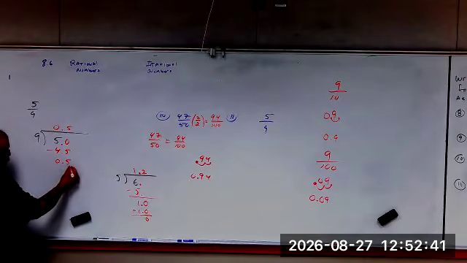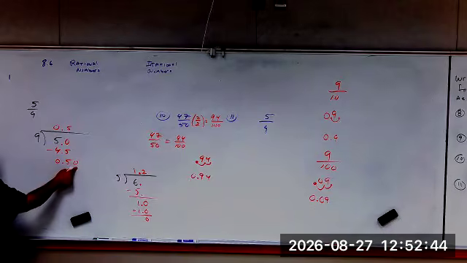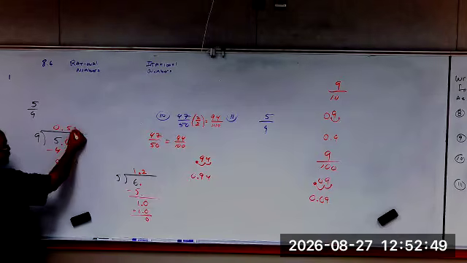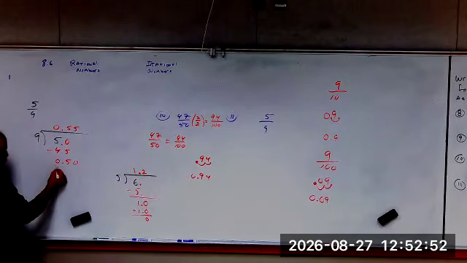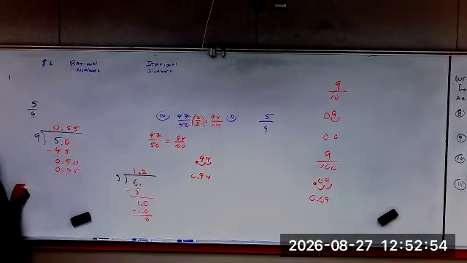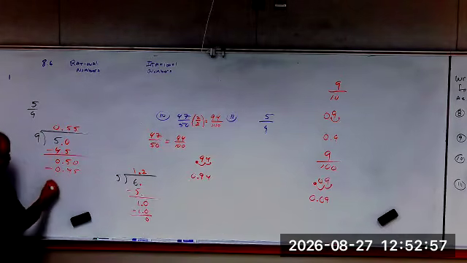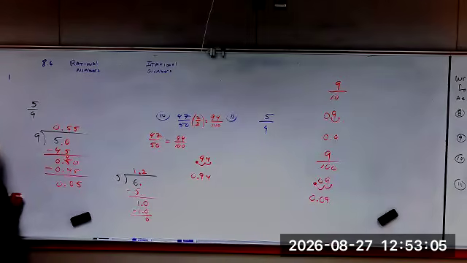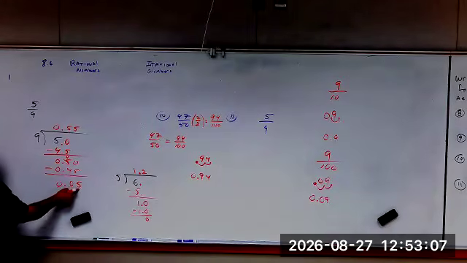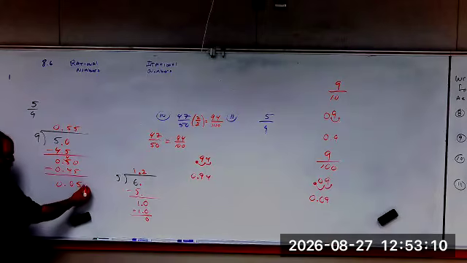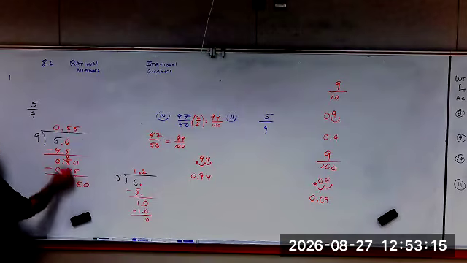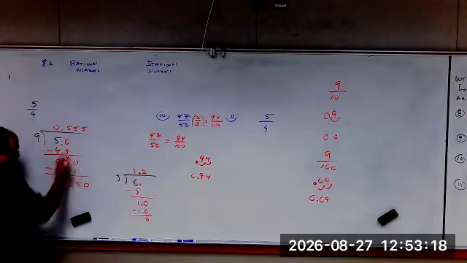9 can't go into 5, so we have to add a 0 in the hundredths place. Treat it like a 50. So in the hundredths place, 9 can go into that 50 5 times. So I get 45 again. And then we subtract. 50 minus 45 is 5. We have 0.05. So in the hundredths place, 9 can't go into that 5, so we have to add a 0 and move on to the thousandths place and treat it like a 50. 9 can go into that 50 5 more times.